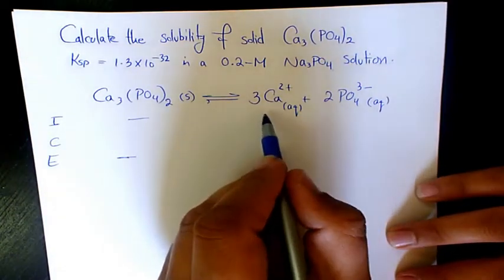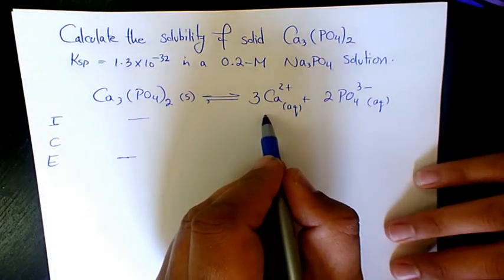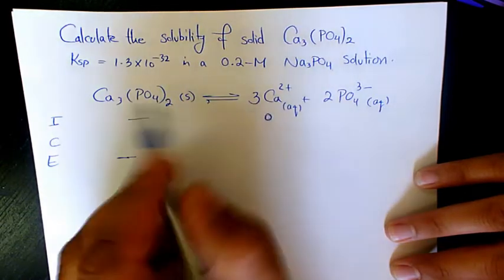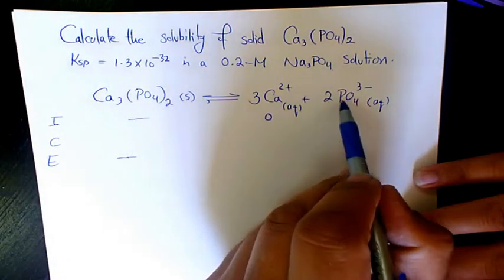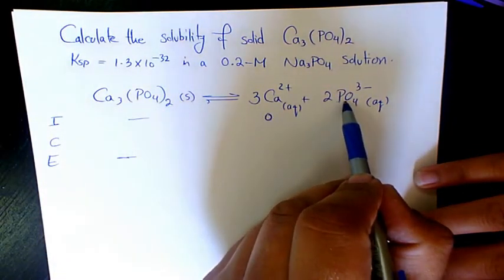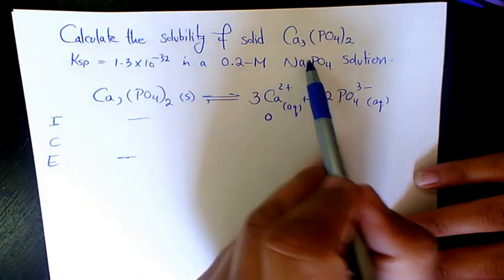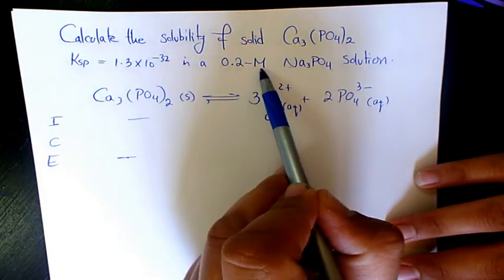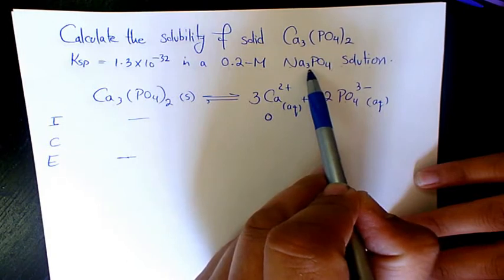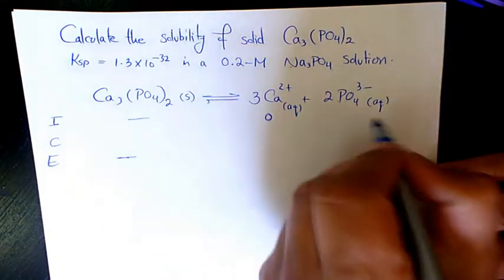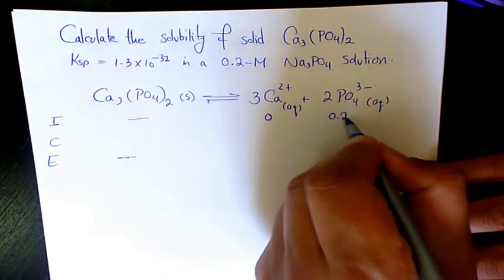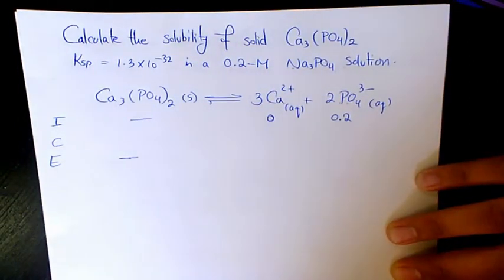So initially, do we have calcium? No, we don't have it before dissolving. But what about phosphate? Yes, we have. Why? Because we have Na3PO4 solution, 0.2 molar. It means that the concentration of phosphate was 0.2 molar initially.